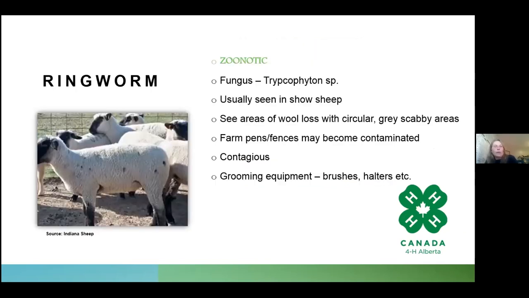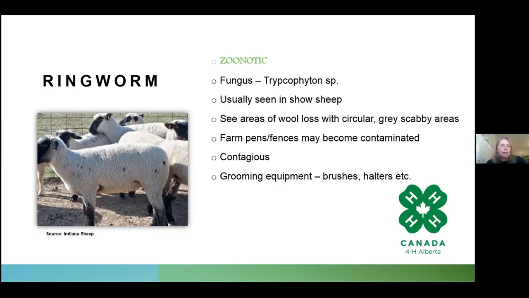All right, so then our last one of the external parasites is ringworm. As I have noted up here, this is a zoonotic disease. So we can catch ringworm from our sheep, we can catch ringworm from our cows, from our dogs, and from our cats. I think the majority of my family has had ringworm already. I've had it a few times. So it is infectious to humans. If you do suspect it, you do want to try to avoid it.